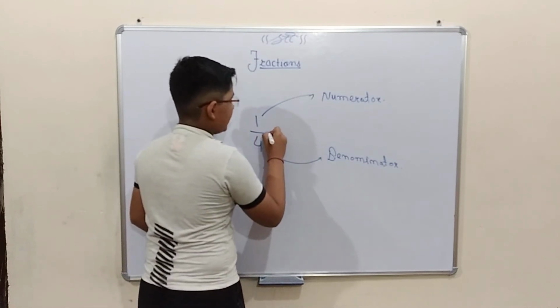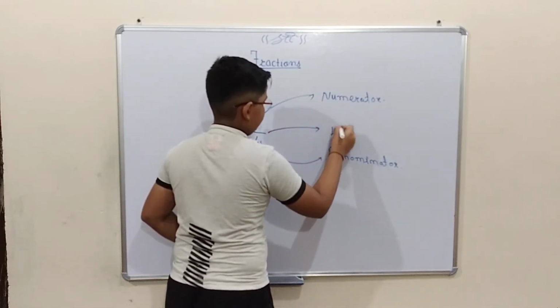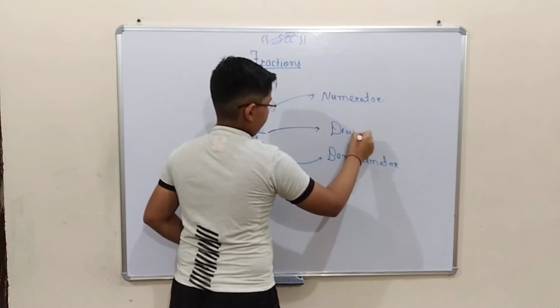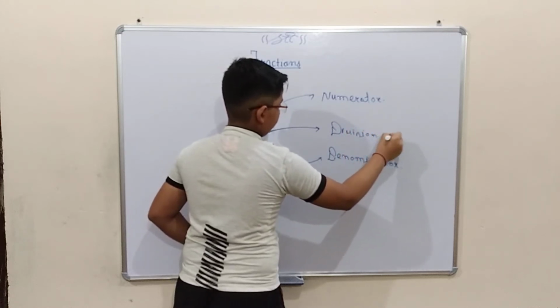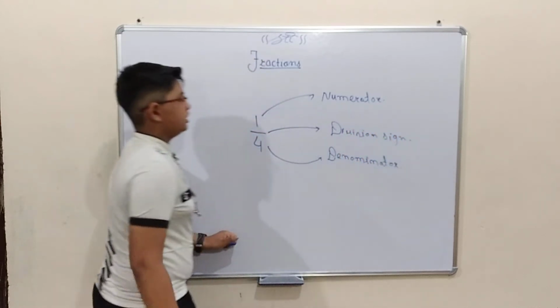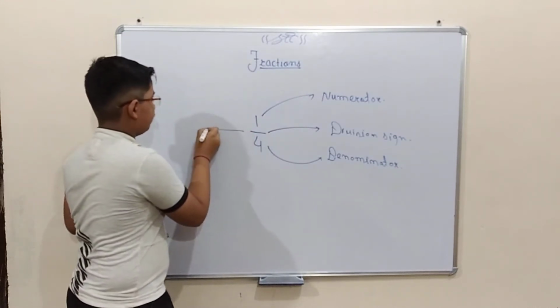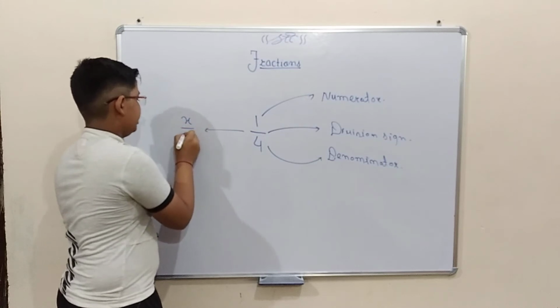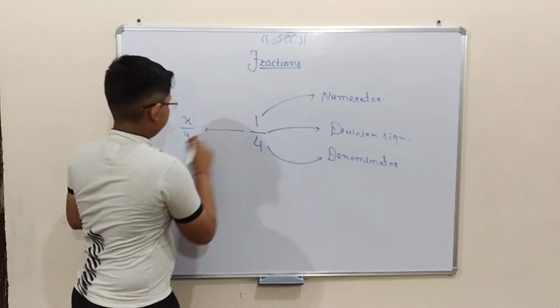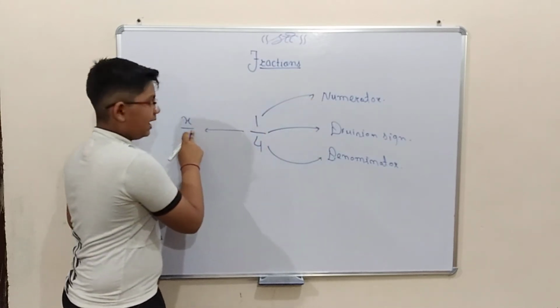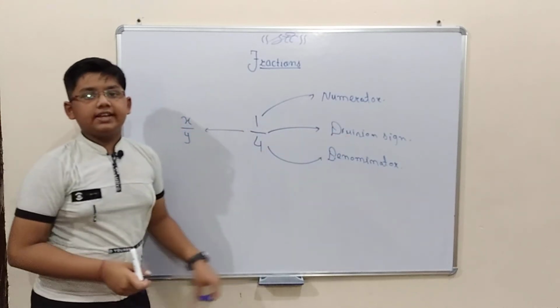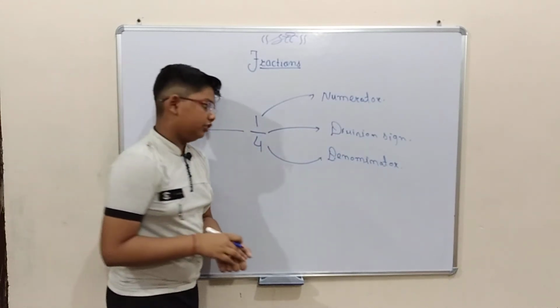And this bar-like sign, as we can see, is the division sign. This is what the fraction looks like. It is in the format of x by y, where x is the numerator, y is the denominator, and this bar-like sign is a division sign.